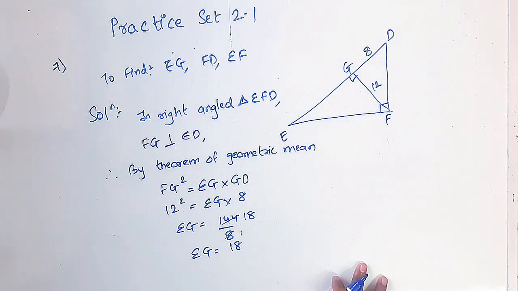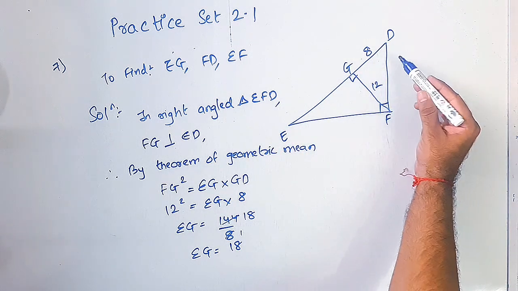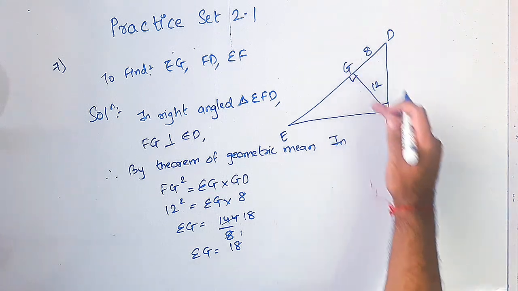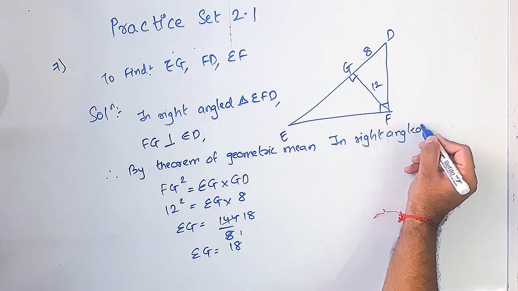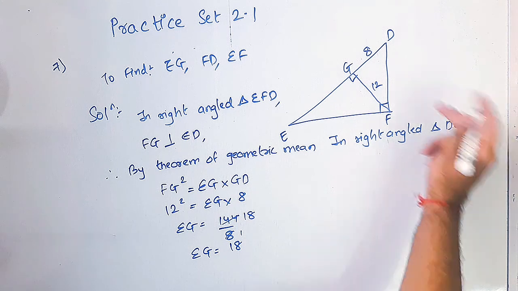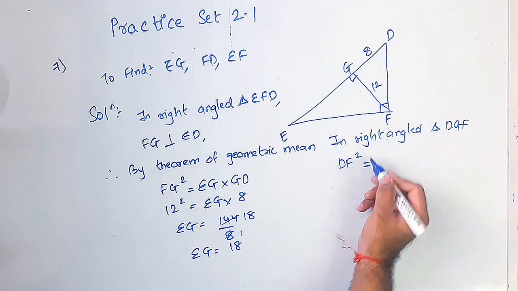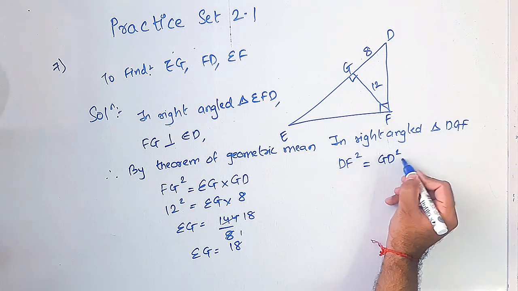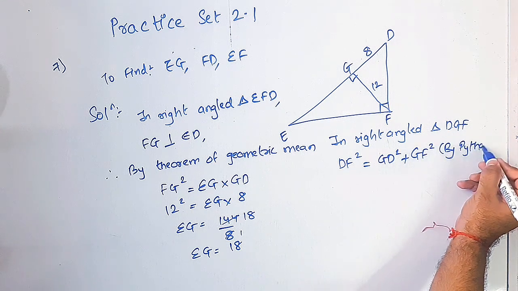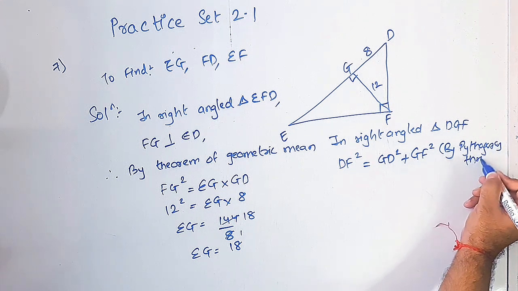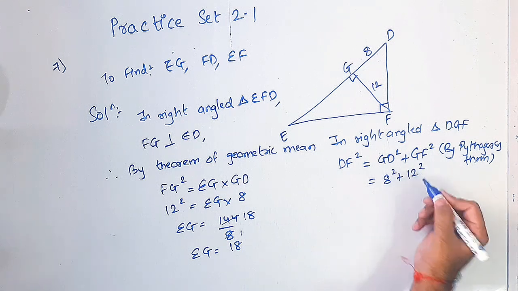FD is a part of which triangle? FD is a part of this triangle DEF. It is also a part of this smaller triangle, so this is also a right angle triangle. So I'll take right angled triangle DGF. You can see, children, DGF, where DF is the hypotenuse. So DF square is equal to GD square plus GF square. This is by Pythagoras theorem. So GD square is 8 square plus this is 12 square.